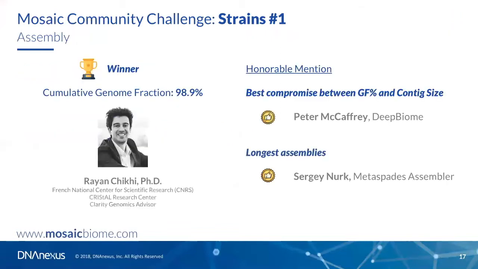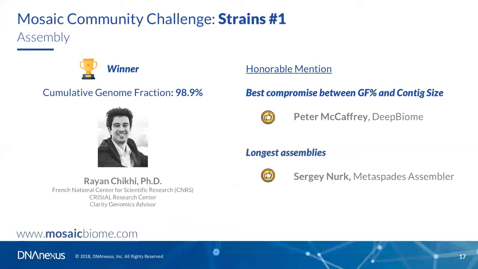So for the assembly part, Rayan Chikhi performed the best in the cumulative genome fraction score. So congratulations, Rayan. But we also have to mention a couple of other submissions that performed pretty well. One is Peter McCaffrey from Texas Medical Center with his submission Deep Biome, whose submission had the best compromise between the genome fraction percentage and also contig size. And also in terms of the length of assemblies, Sergey Nurk with his metaSPAdes assembler achieved the highest length of assemblies.